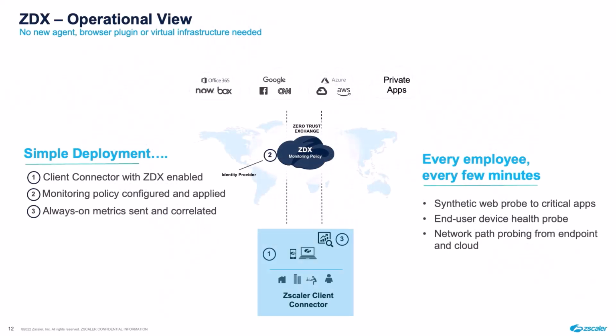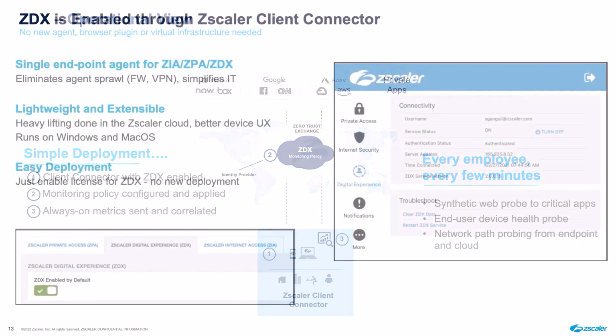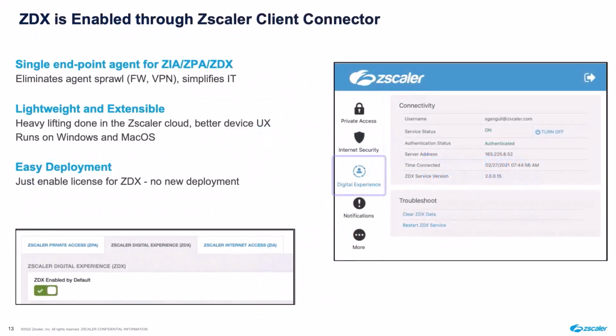There are pre-built templates for popular SaaS applications available in the ZDX admin portal, and you can also configure probes for custom applications. As soon as you enable these monitoring probes, the Zscaler Client Connector on the user's computer will start sending probes periodically to the applications and collecting metrics. One of the major advantages of deploying ZDX, unlike any other monitoring tool, is that it has minimal to no impact to end users.